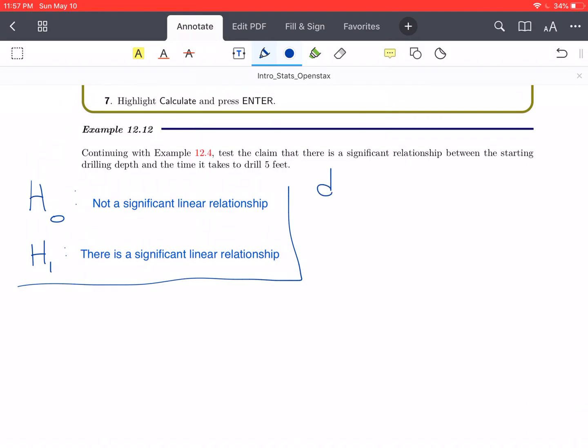All right, so let's see what we got here. So we know the degrees of freedom is n minus 2. So if you go back into the table, so way back when, that data set, there were 12 data points in there. Minus 2 is 10. So we have 10 degrees of freedom. The test is two-tailed.